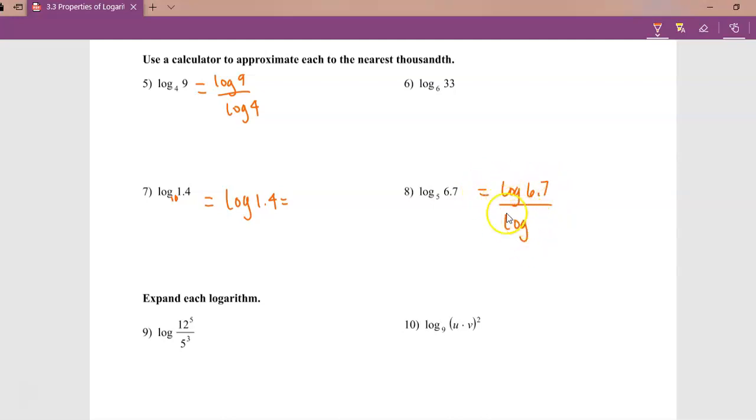write it as 2 logs. Log 6.7 divided by log 5. This one would be log 33 divided by log 6. And then actually put that in your calculator, calculate it, and tell me what those equal.